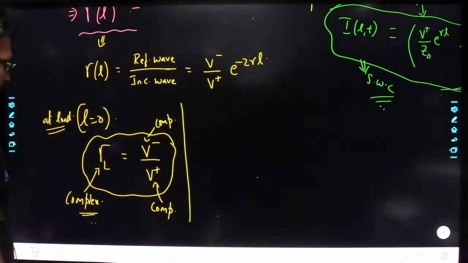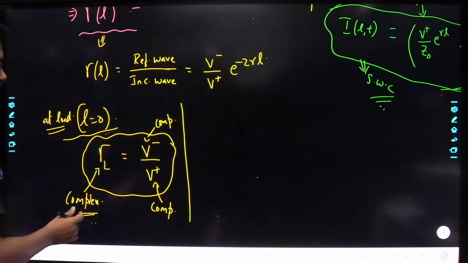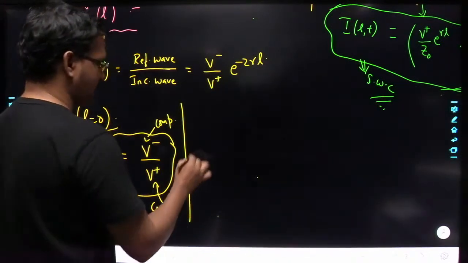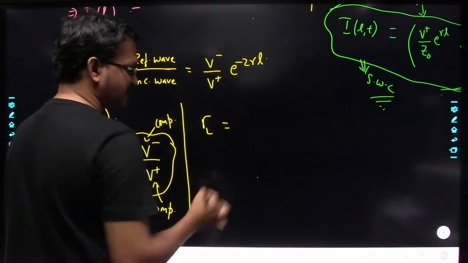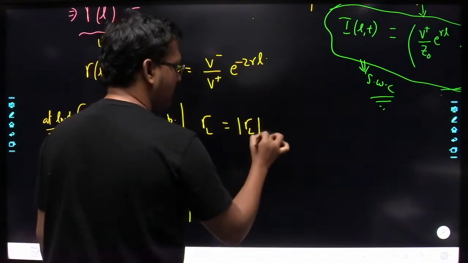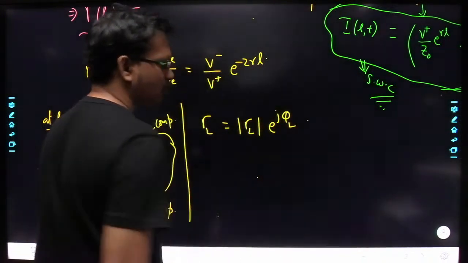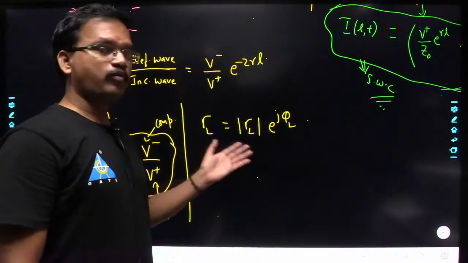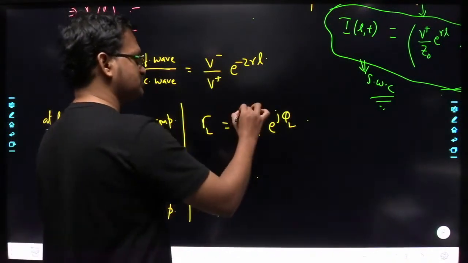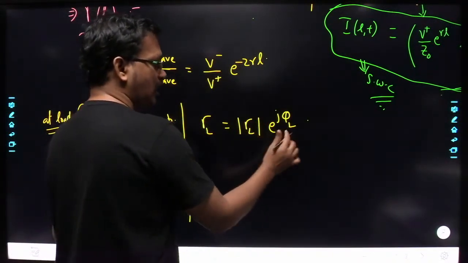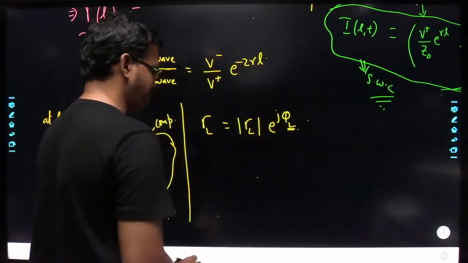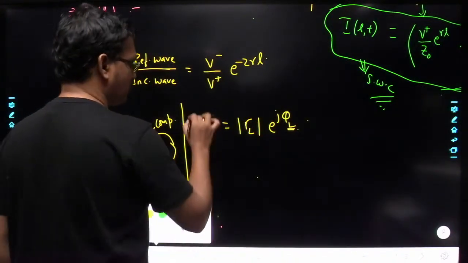Okay. So at load L is equal to 0, and the reflection coefficient is V minus by V plus. Generally this gamma L is a complex quantity, so I can represent it in polar form. It is going to have both magnitude as well as phase shift. This represents the magnitude of the reflection coefficient at load, and this represents the phase shift of the reflection coefficient at load. This is what we have derived.